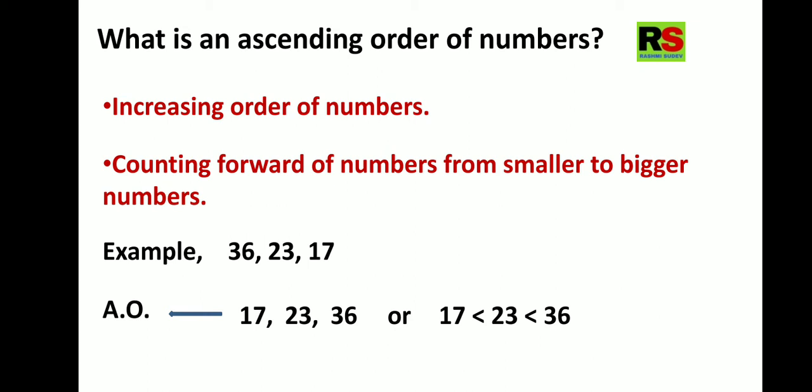So in the exam, just write down any one way of ascending order. Teacher will give you the marks. The given example was 36, 23, 17. In ascending order, the smallest number is 17, then comes 23, then comes 36. You can read it as 17 is less than 23, because we have put the less than sign. Likewise, 23 is less than 36. So in this given question, 36 is the bigger number. I hope ascending order revision is clear to you.